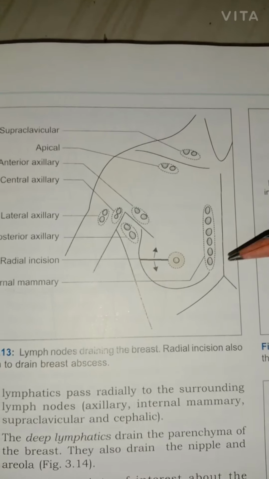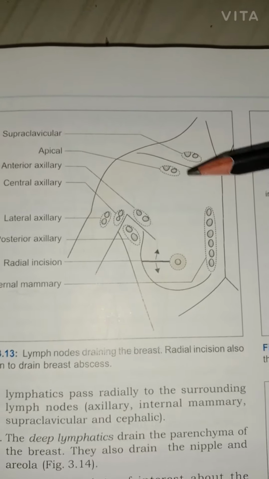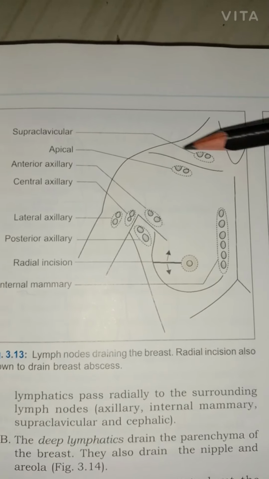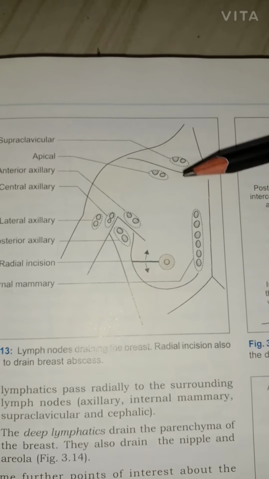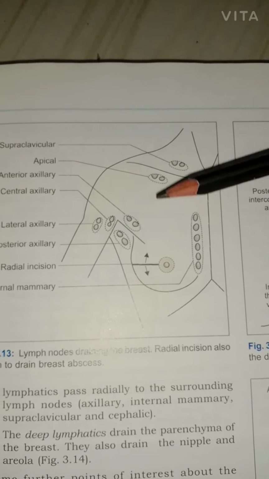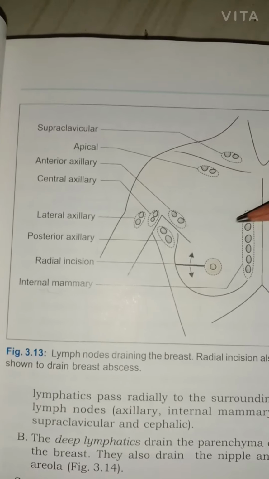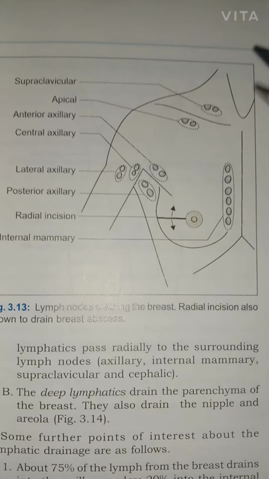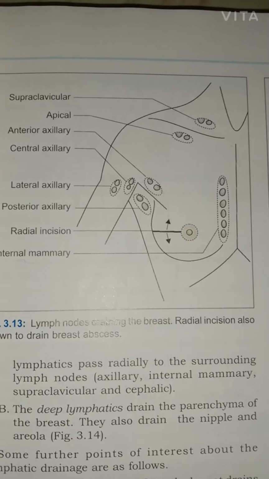And the third one is the lymph nodes from the breast that reach the supraclavicular nodes, the supraclavicular lymph nodes, and the cephalic node and posterior intercostal node. So these are the lymphatic drainage related to the breast. Now the clinical or applied points related to the breast.